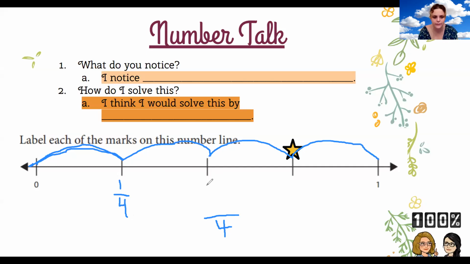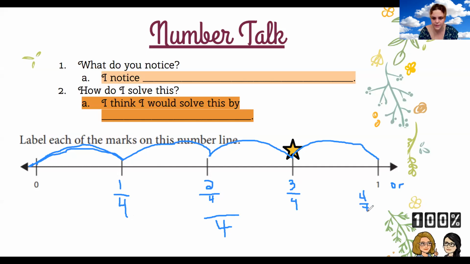If I keep going, it seems like if that was 1/4, this has to be 2/4. This was 2/4, this has to be 3/4. And then 1 whole, or 4/4.